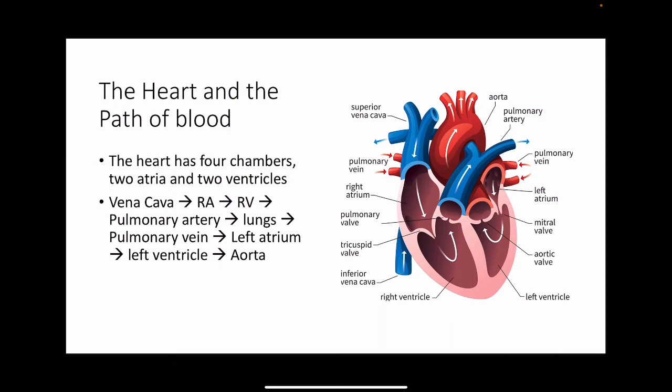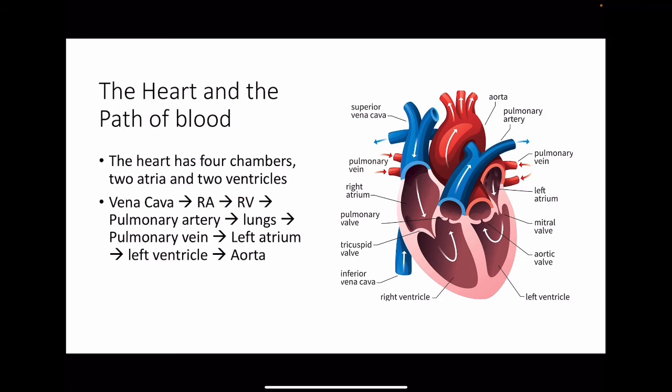This blood travels through the pulmonary artery to the lungs. We have gas exchange take place, and now the blood is oxygenated. This oxygenated blood returns to the heart through the pulmonary vein, which is also the only vein that carries oxygenated blood in the body. This oxygen-rich blood enters the left atrium, and then it passes through the mitral valve and into the left ventricle.